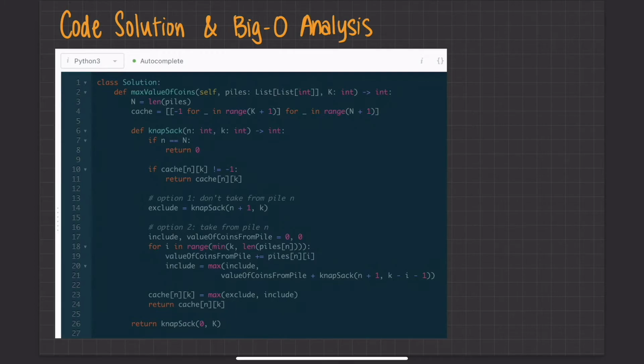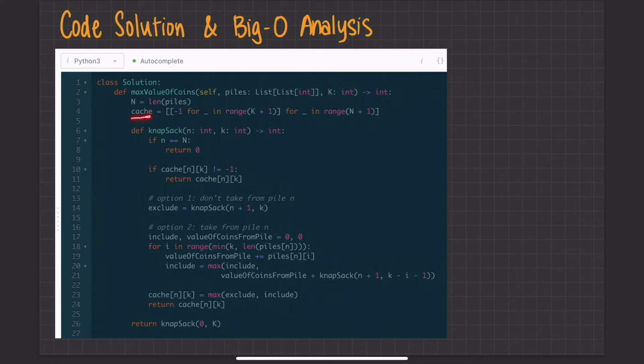Okay, now that I've assumed that you've already taken the time to try this out yourself, let's go over the solution. First, I differentiate between capital K and N, which means the K we were given and the N length of piles, as opposed to the small letter n and small letter k, which are local to each knapsack recursion. Capital N denotes the length of the piles, while capital K denotes how many coins we are given.